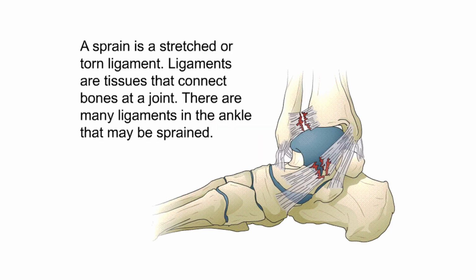Sprains. A sprain is a stretched or torn ligament. Ligaments are tissues that connect bones at a joint. There are many ligaments in the ankle that may be sprained.